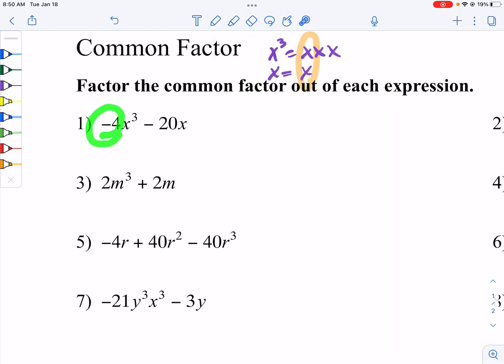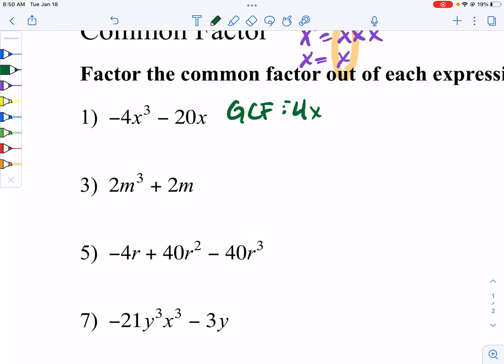Okay. The other thing when we're taking out a common factor is that it's conventional to take out a negative if the first term is negative. So if we look at 4 and 20, we want to see if there's a number that goes into 4 that also goes into 20. So 1 goes into 4 and 20, 2 goes into 4 and 20, and 4 also goes into 4 and 20. So we're looking for the greatest common factor. In this case, our greatest common factor is the 4 and the x, and because our first term is negative, we're going to take out that negative.